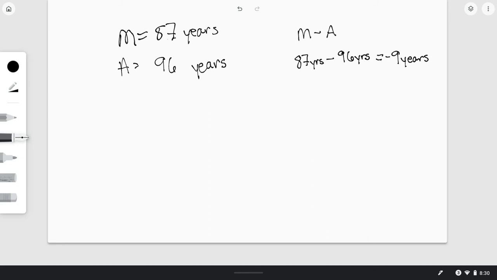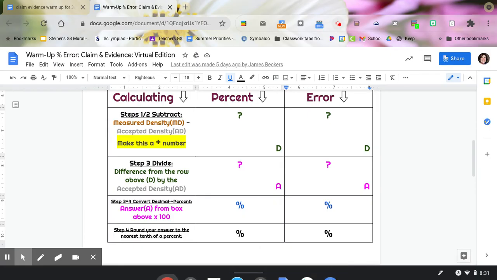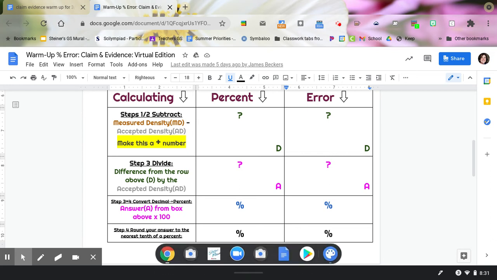What this is really telling us is how close was our measurement to the actual. And so it doesn't really matter that it was 9 years under. We're going to get rid of any negative signs. In math, we would call this taking the absolute value and just settle on 9 years because that's how close we were. We were 9 years away from the actual. So first we did the measured minus the accepted, and then we made it a positive number by ignoring the negative sign. So step 3 is to divide the number we just got by the accepted.